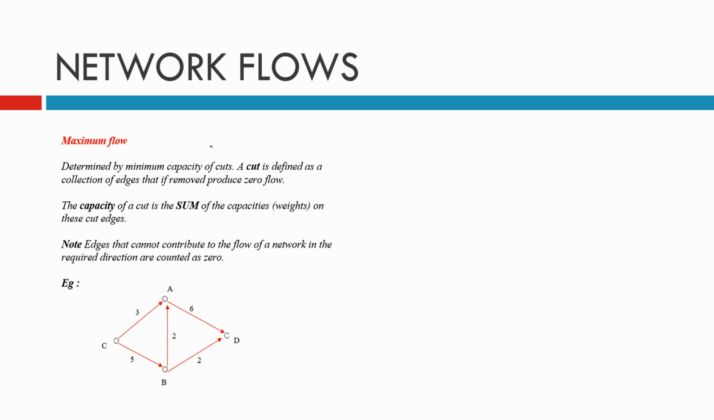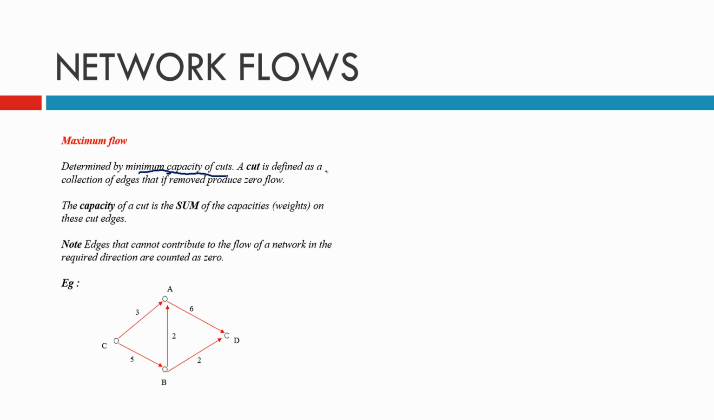Now, we don't want to keep doing this. Imagine now we've got really, really big networks. So we've come up with this rule that's called the maximum flow. And to work out the maximum flow, we use this thing called a minimum cut capacity. Now, what is a cut?